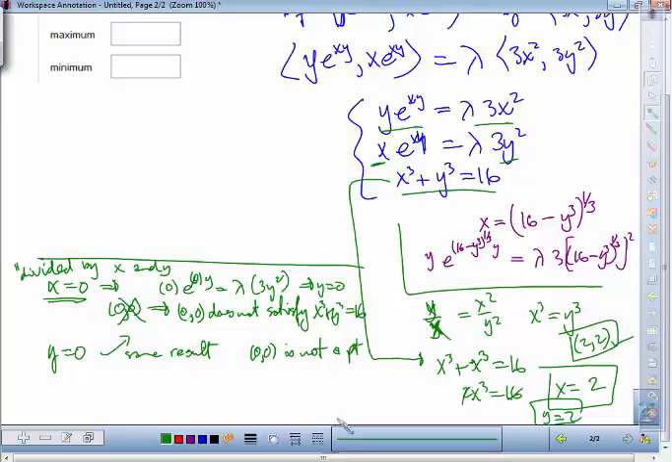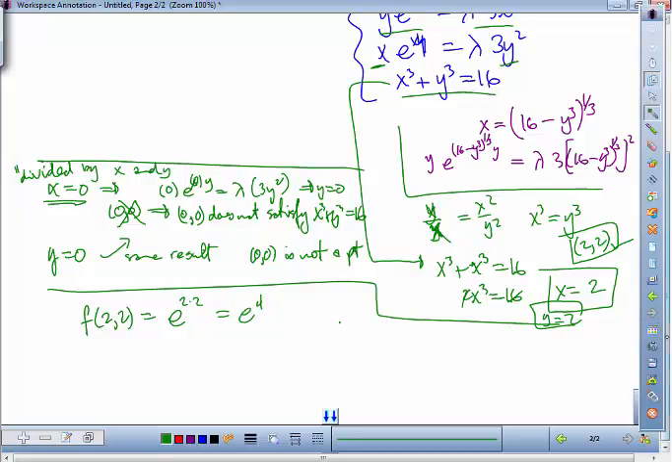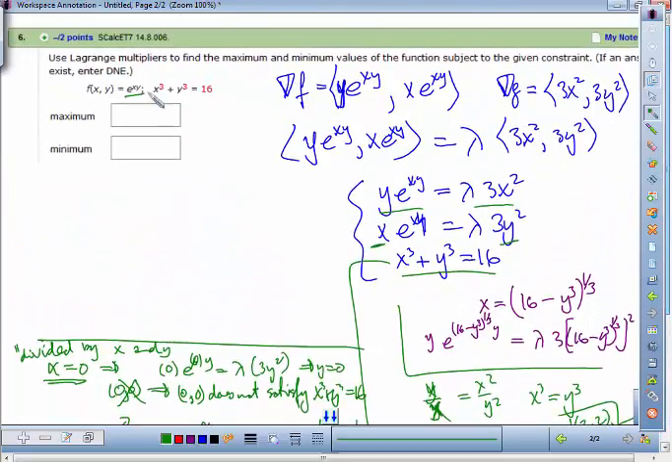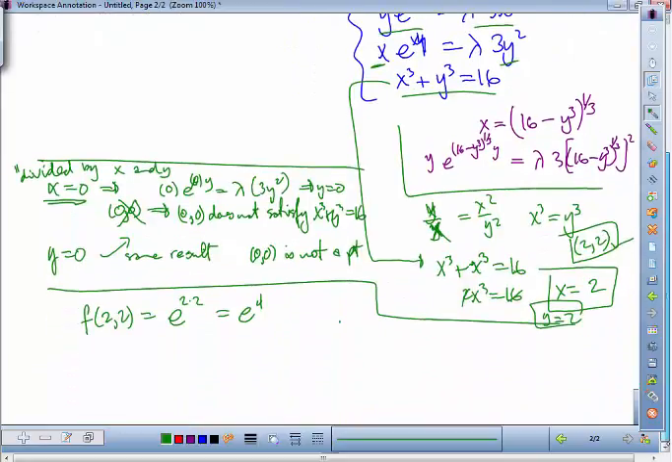And so we should put that into the function. So f of 2, 2 is equal to, what is it? E to the 2 times 2, e to the 4th. So it looks like if we have anything else aside from 2, 2, we have e to the 4th as a, does everybody agree that this is going to be a maximum and not a minimum?